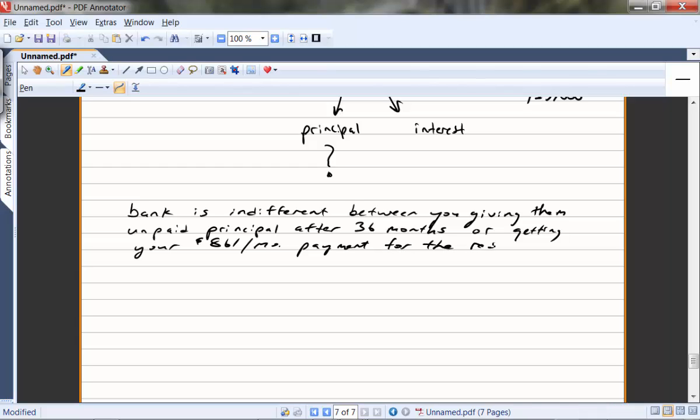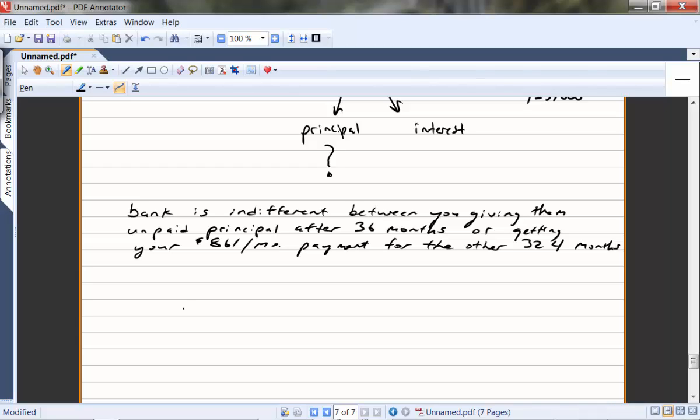for the rest of the 30 years. How many more months after 36 months are there? In 30 years, there's 360 months. And if you have 36 months go by, then there's 324 months left, right?